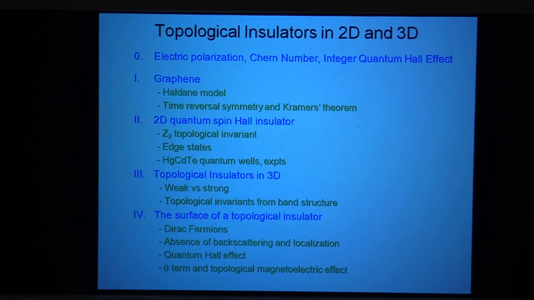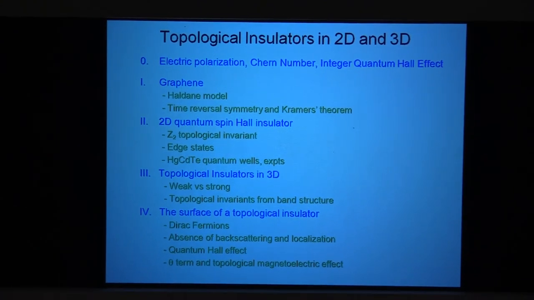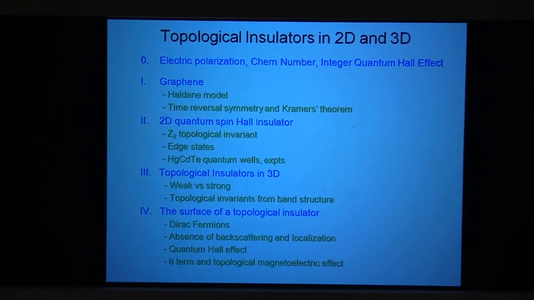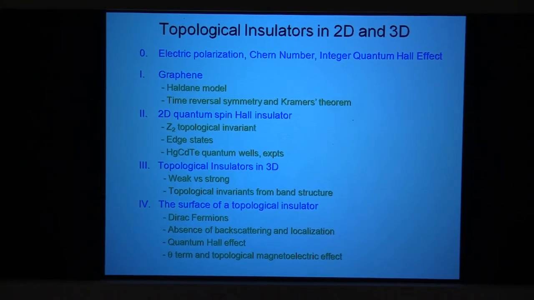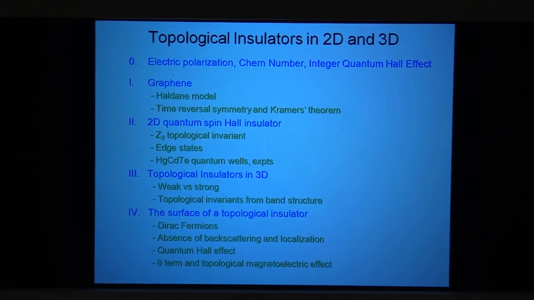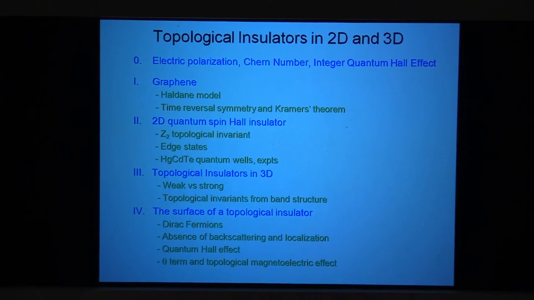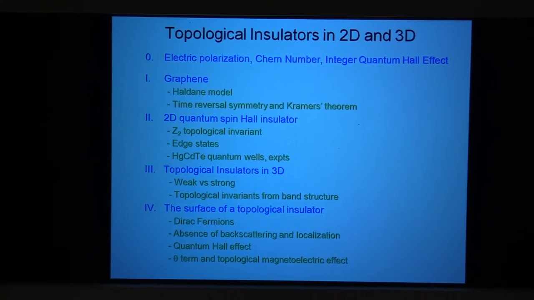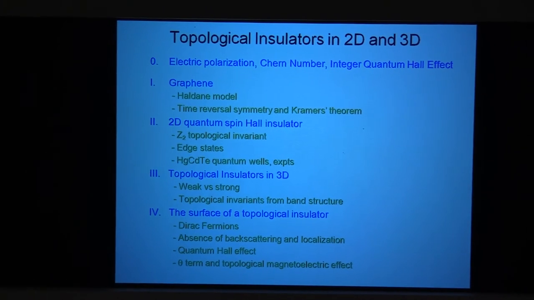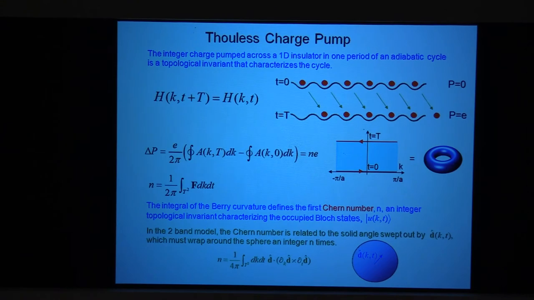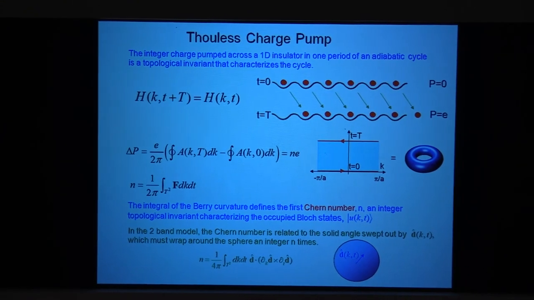But if we didn't have any extra symmetry, then every one-dimensional insulator is the same as every other one-dimensional insulator. There are no topological classes. Okay, so there's a sense in which in one dimension there's nothing topological if you don't have any symmetries. But what I want to do first is tell you about a one-dimensional situation where there is topology, and this is an important example which I think we can understand. And this is the Thouless charge pump.